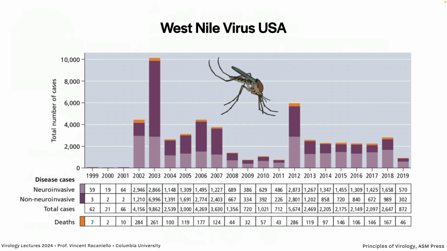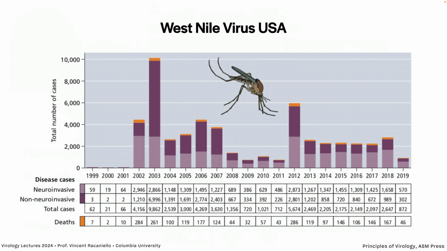So here's a table of West Nile in the US from 1999, when it first came in, through 2019. And you can see it's listed as neuroinvasive, non-neuroinvasive, and total cases. So you get a sense for the fraction of infections that are neuroinvasive. Each bar is total cases. Deaths are in orange here. The light blue are the neuroinvasive cases, which each year is somewhat different, and then the dark bars are the non-neuroinvasive cases.